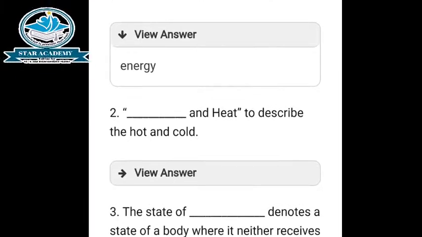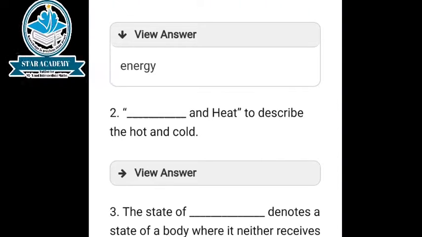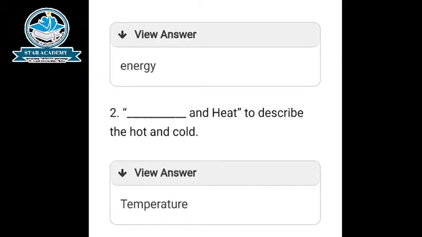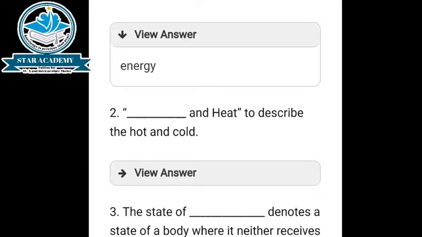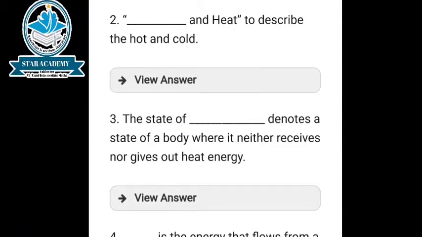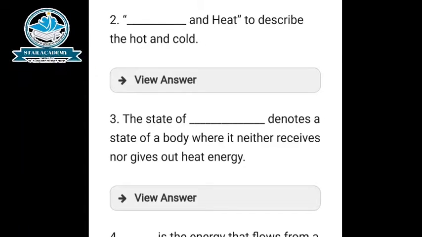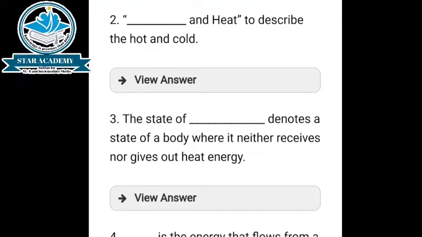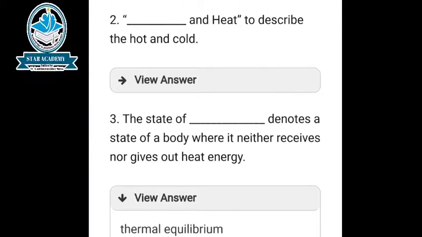Second bit, dash and heat describe the hot and cold. Temperature and heat describe the hot and cold. Third bit, the state of dash denotes a state of body where it neither receives nor gives out heat energy. The answer is thermal equilibrium.